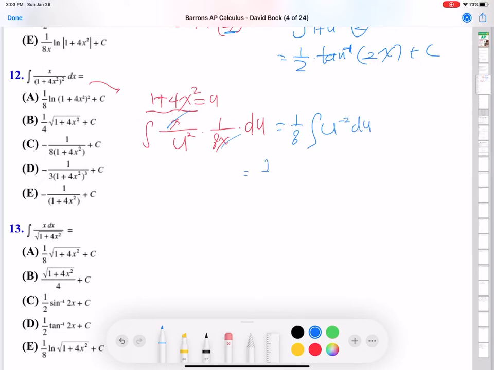Okay, so 1 over 8, use the power rule, 1 over n plus 1 times u to the n plus 1 plus c. So this is 1 over 8 times, this part is negative 1, right? Negative 1 over 8. And then this part is u to the negative 1, that means 1 over u plus c. And then what was the u part? u was 1 plus 4x squared. That makes sense, right? So negative 1 over 8 times (1 plus 4x squared) plus c. C is the answer.